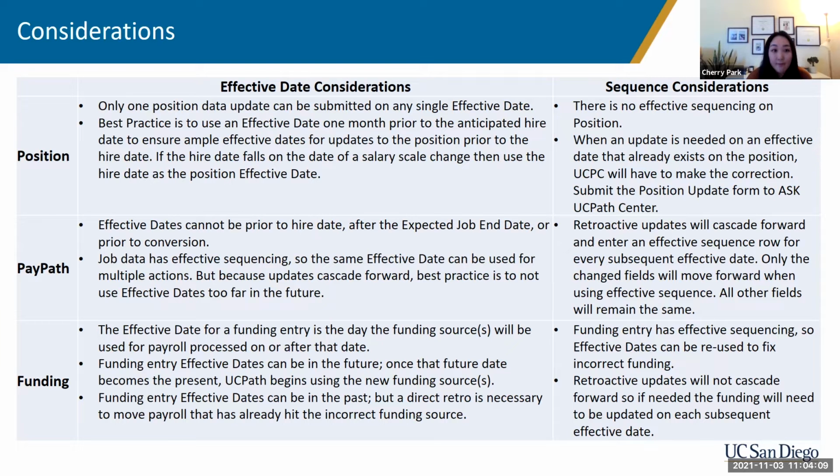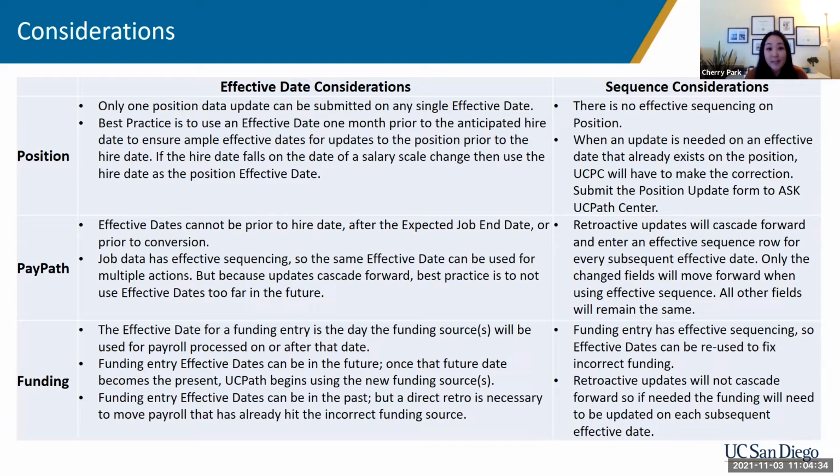For pay path, effective dates cannot be prior to hire date, after the expected job end date, or prior to conversion. Job data has effective sequencing, so the same effective date can be used for multiple actions. But because updates cascade forward, best practice is not to use effective dates too far in the future.